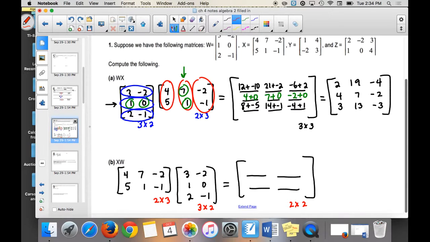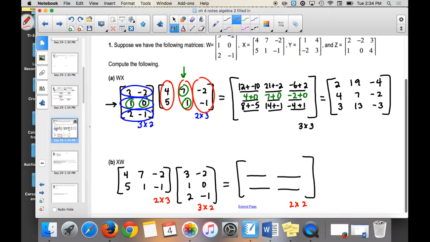Wait, can you rewind really fast? How did you get 2 by 2? Oh, okay, because those inside numbers are the same, right? So it's going to be the outside numbers, 2 by 2. How do you know to cancel? How do you get a 2 by 2 with 2 by 3 and 3 by 2?